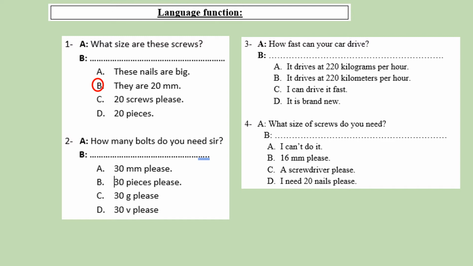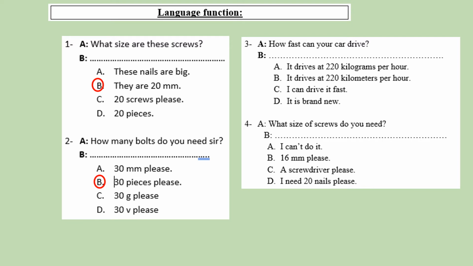Number 2, how many bolts do you need, sir? The 4 options are A, 30 millimeters, please. B, 30 pieces, please. C, 30 G, please. D, 30 V, please. G in number C means grams. And V, number 3, means volts. So do you think these are the correct answers? No, because we're asking about the number of the bolts. All of them have numbers, but A, C, and D are measurements. So the correct answer is B, 30 pieces, please.